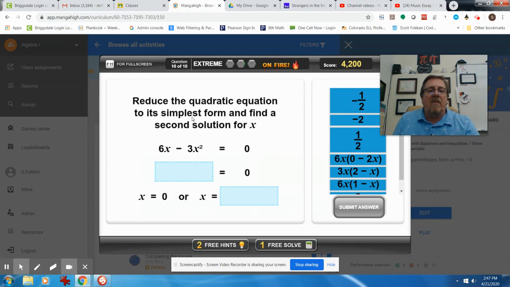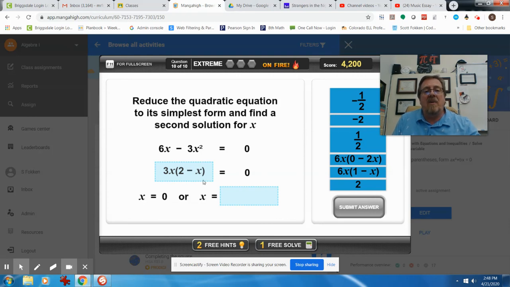Reduce the quadratic equation to its simplest form and find a second solution for x. So what do these two have in common? They both have a 3x in common, don't they? So we're going to take that out, 3x, and give us 2 minus x. So when we solve this, we'd set 3x equal to 0, which just means that x is going to be 0 because 3 times something is 0, and it's not 3. It's got to be 0.